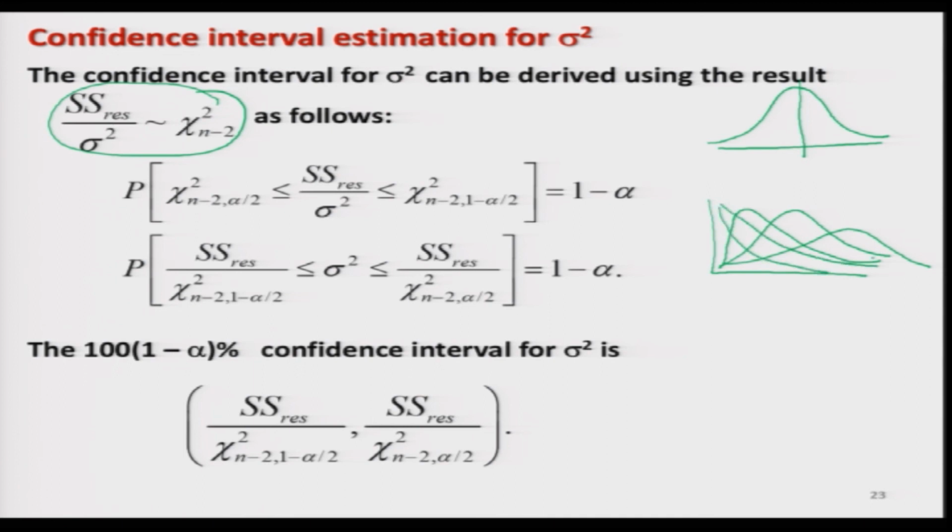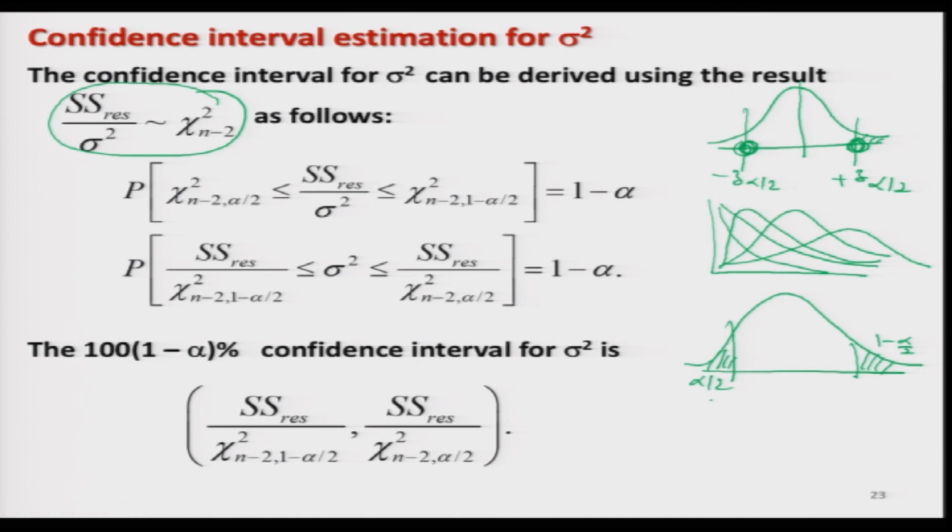So, in this case you cannot have a structure where alpha by 2 on each end side will have the same value on the x axis, like we have done earlier, minus z alpha by 2 and then plus z alpha by 2. This will not hold. Here, suppose this is alpha by 2, then this is 1 minus alpha by 2. So you have to actually look into the book to see how they consider it.